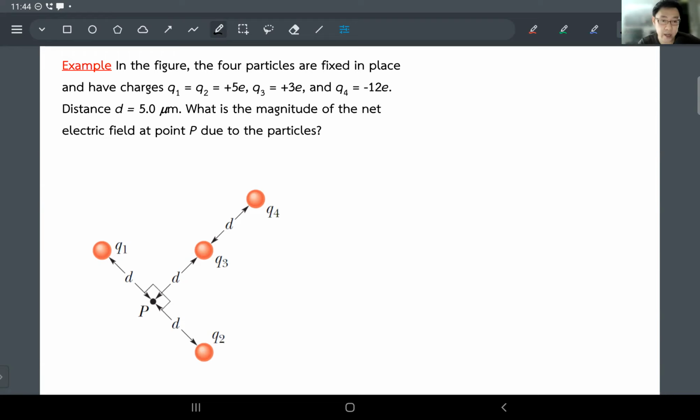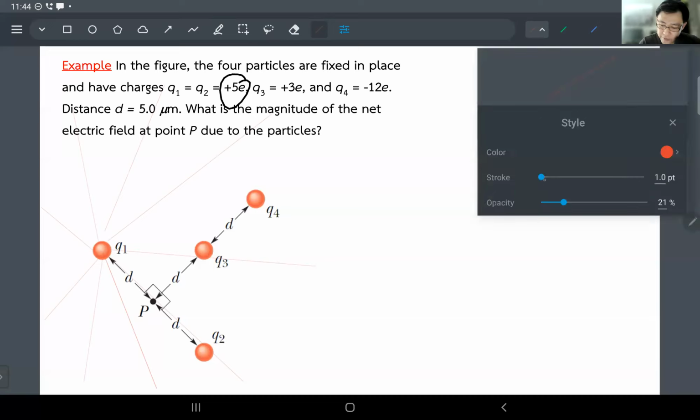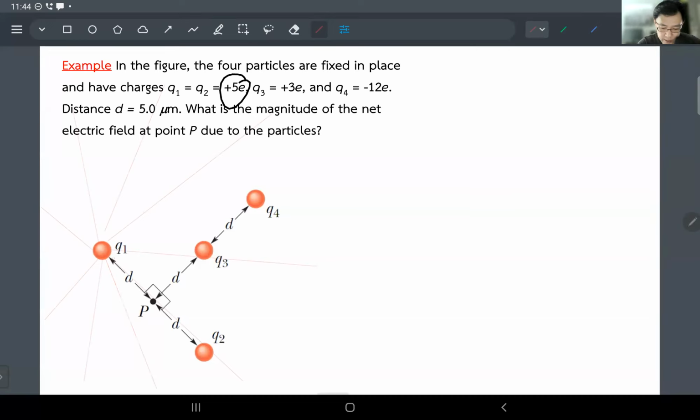So let's start from Q1, shall we? Q1 and Q2 are positive charges. So we know that around this positive charge, we'll have electric field pointing away from it. Let me exaggerate a little bit here. Q1 will have electric field around this. See that I try to draw a faint line over there. But at point P, the electric field will just have to point in this direction, the radial direction.